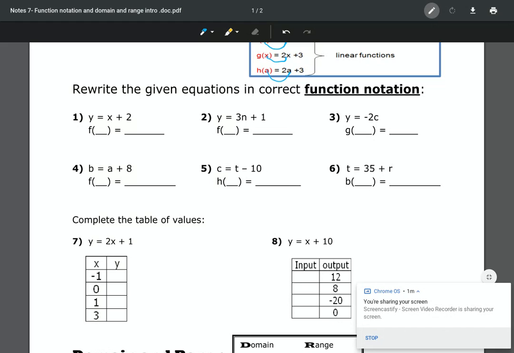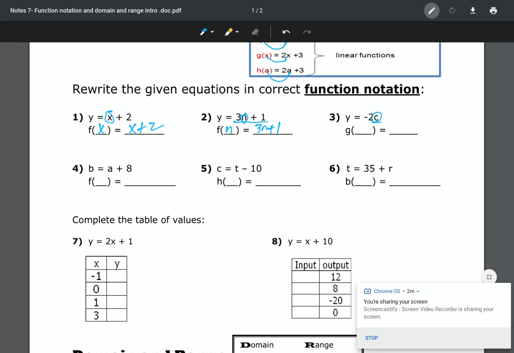So we're going to practice a little bit on converting equations into function notation. Just remember that whatever variable is listed here after the equal sign, that's the variable that will go there. And then all you have to do is copy x plus 2. Number 2, whatever variable is to the right of the equal sign, that's the variable that goes here. And then this whole expression right there, you just copy.